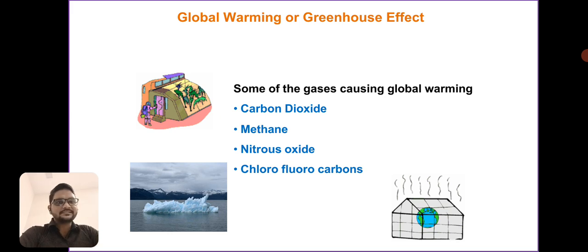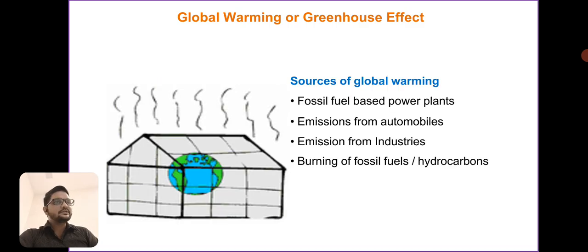Some of the gases that cause global warming are carbon dioxide, methane, nitrous oxide, and chlorofluorocarbons that are used in the AC. These are the main gases that cause global warming. The sources of global warming are fossil fuel based power plants, emissions from automobile industries, emissions from other industries, and burning of fossil fuels and hydrocarbons.